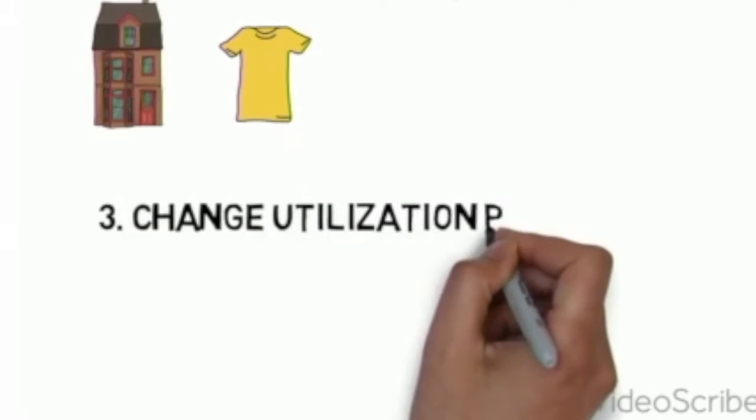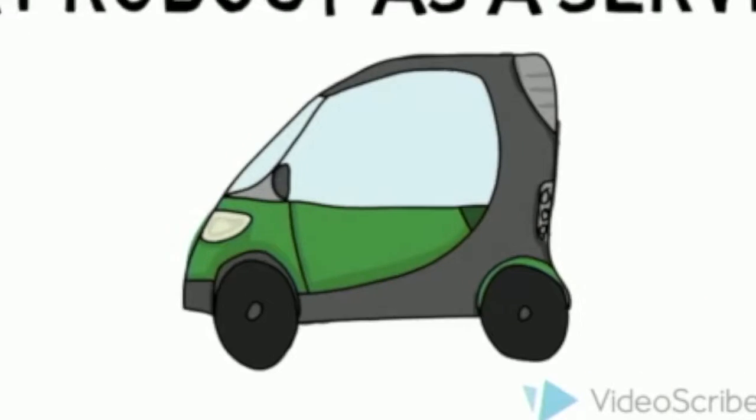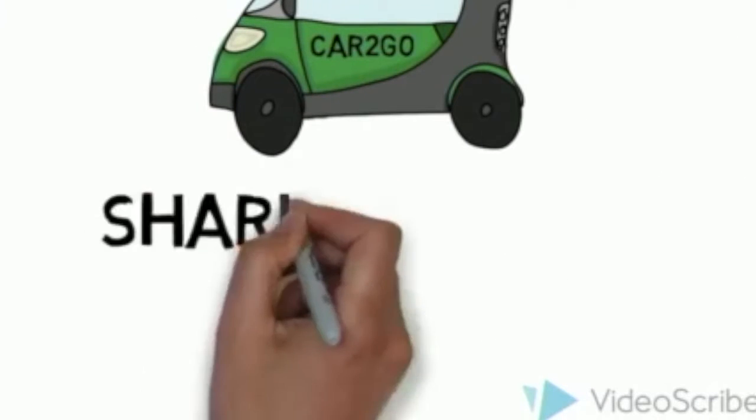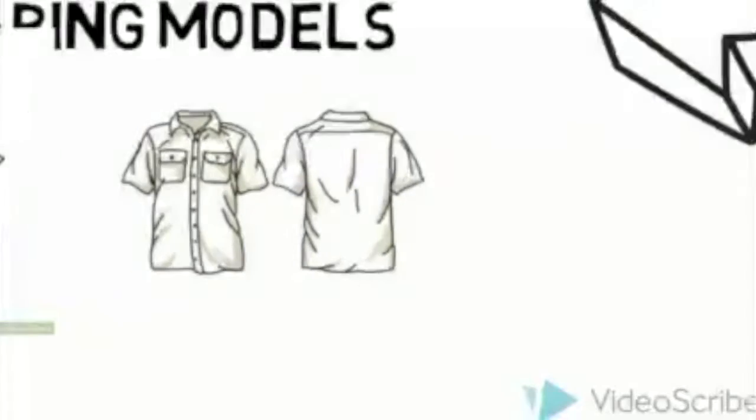The last circular process is to change utilization patterns, and can be achieved through the following: the use of a product as a service, in transport such as car sharing or the building sector; sharing models, in the transport or clothing sector; and third, by shifting consumption patterns in the food sector or publishing sector.